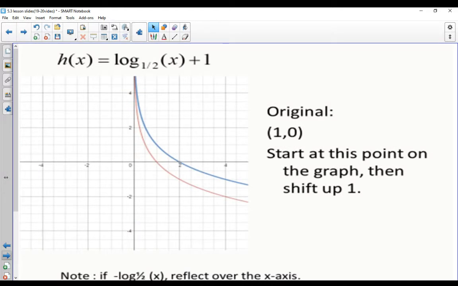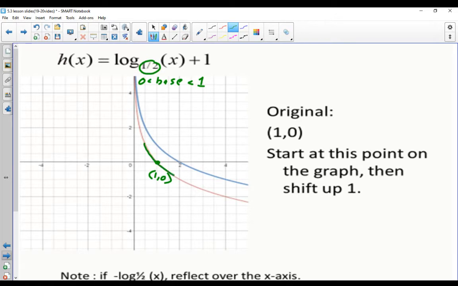Let's try another example. Again, remember, we always start at (1, 0), not (0, 1). That's for the other equations. Then look at your base. Your base is 1/2, which is between 0 and 1. So when it's between 0 and 1, you're going to have a decreasing slope or a decreasing hook. And that's how we start.